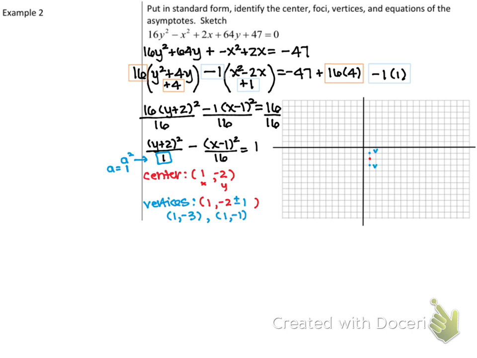So now my foci, let me get my purple pen back. Remember this comes from c squared is equal to a squared plus b squared. I want to be further away from the center than my vertices are. So this is going to give me c squared is equal to 1 plus 16. So c squared is going to be equal to 17, which means c is going to be equal to the square root of 17. Okay, so I'm going to take my center.